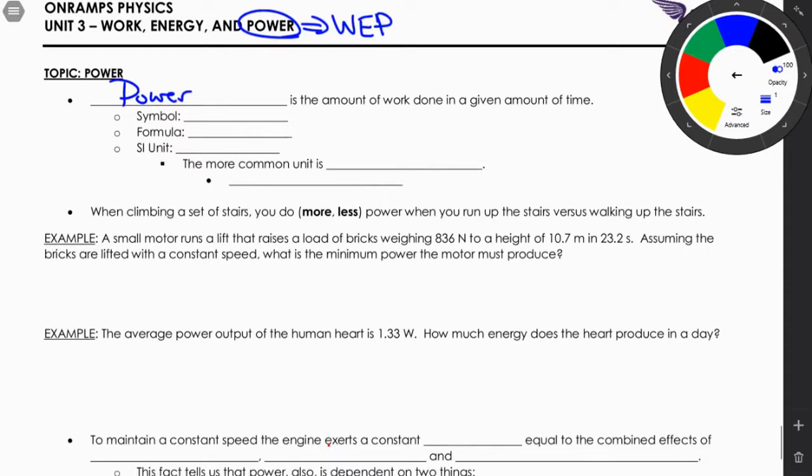Another way to think about it, anytime you do something in time, we call it a rate. So power is also defined as the rate at which work is done. The symbol is a capital P. The formula is power equals work over time. Let's talk about the relationships a little bit, because that's important here in this last bullet point before we do the first two examples.